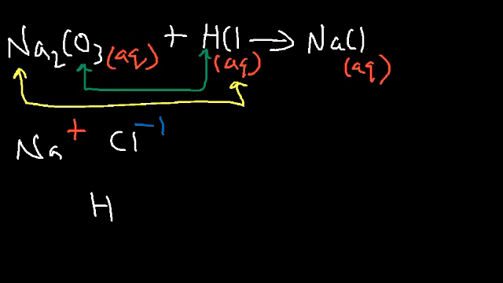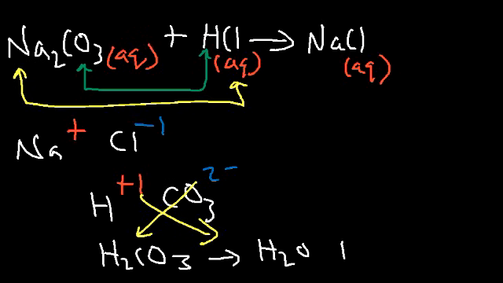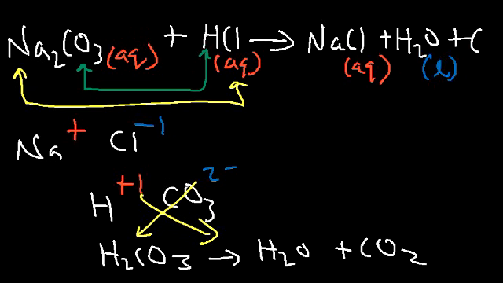H has a +1 charge, and carbonate has a 2- charge. So if we pair these two together, it's going to be H2CO3, carbonic acid. However, carbonic acid, you need to know that it breaks down into water and CO2. So water is a liquid and CO2 is a gas. So that's why this is called a gas evolution reaction.